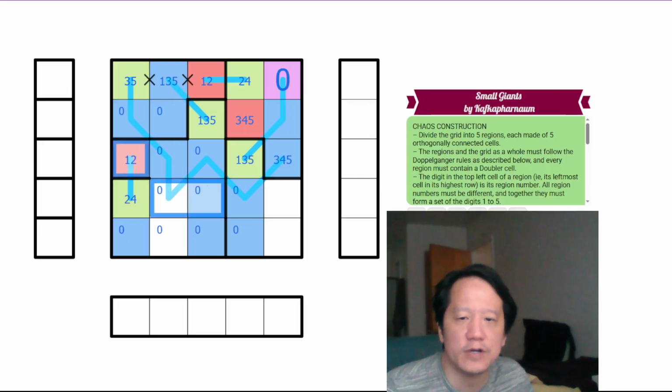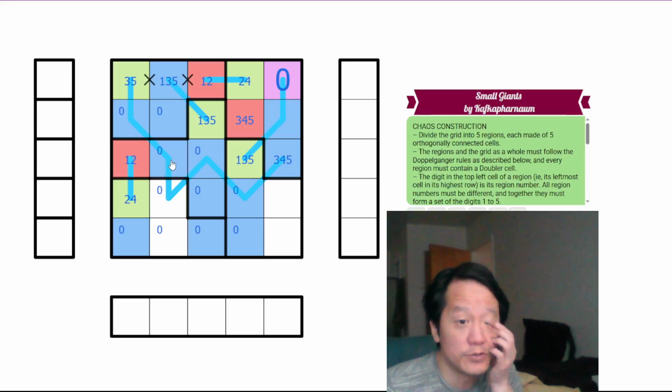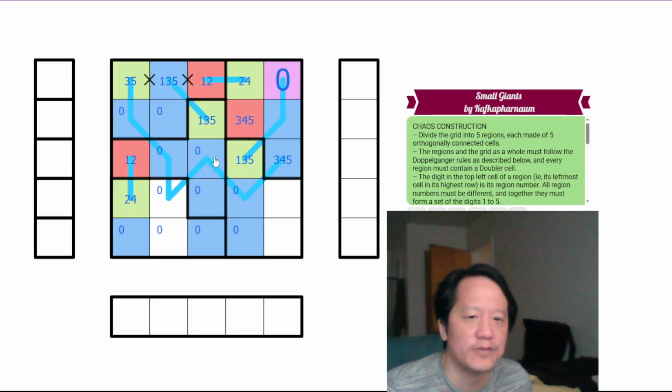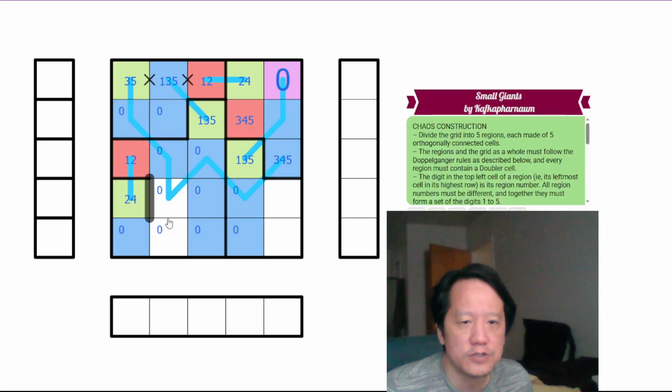If it went this way, so say we had boundary there, then these 3 digits would have to be essentially the same sum. But there's no doubler here, which means these would have to be the same digit, so that doesn't work. So this must be the boundary that way. We have a doubler here, which means this cannot be doubler here. Where is the doubler in column 2? It must be here, which means this can't be doubler here. Where's the doubler in row 4? It must be there.